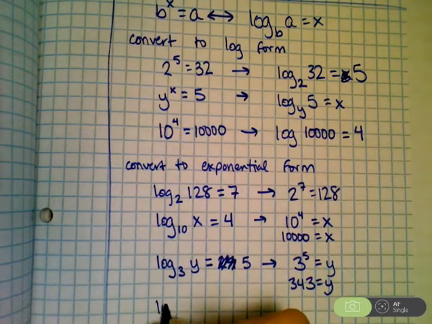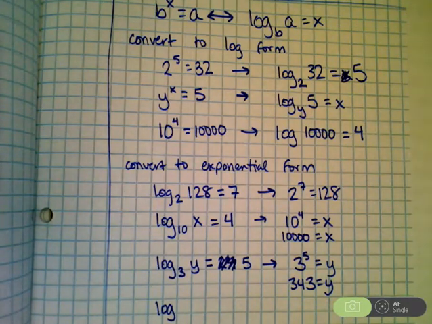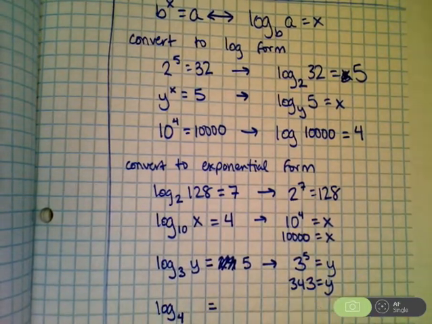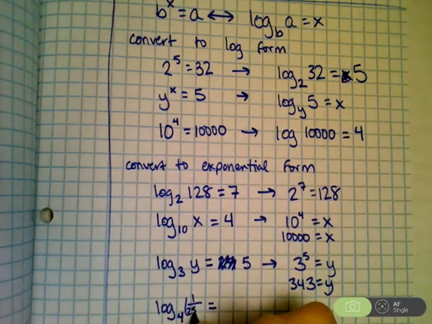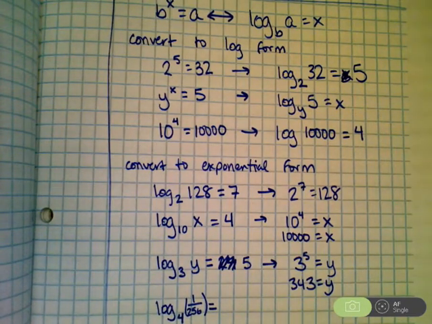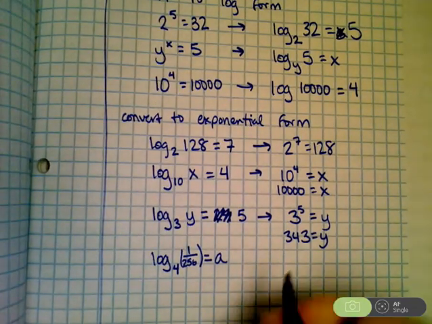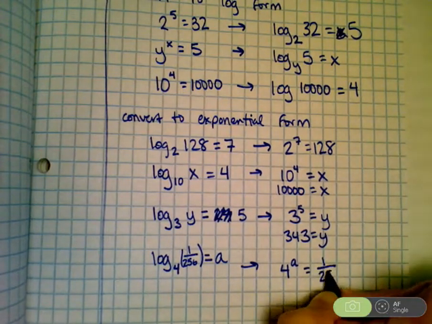If you knew log base, shoot, sorry, I'm trying to think of one off the top of my head. Log base 4 of 1 over 256. Don't be scared of the fraction. Log base 4 of 1 over 256 equals a, and we want to find a. So we'd say 4 to the a equals 1 over 256.